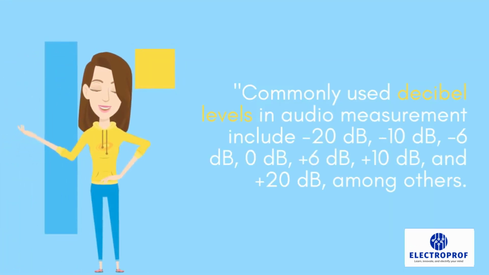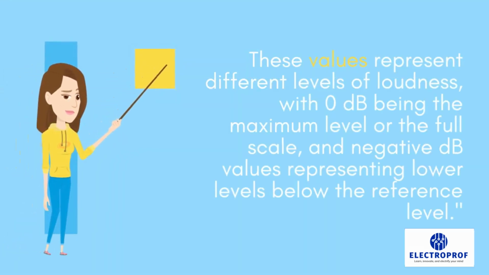Commonly used decibel levels in audio measurement include -20 dB, -10 dB, -6 dB, 0 dB, +6 dB, +10 dB, and +20 dB, among others. These values represent different levels of loudness, with 0 dB being the maximum level or the full scale, and negative dB values representing lower levels below the reference level.